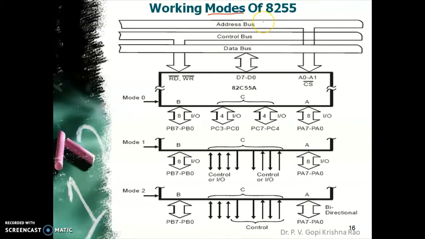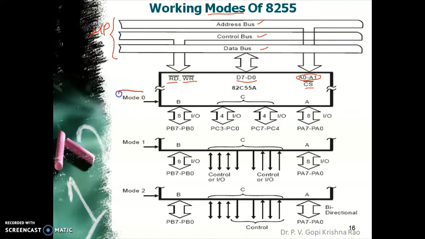you have the address bus, control bus and the data bus. This is the address bus, control bus, data bus. This information is coming to you from the microprocessor. The address lines are connected to A0 to A1 and the chip select logic. The data lines are connected to D0 to D7. And the control lines, read and write, are connected to read and write of 8255.